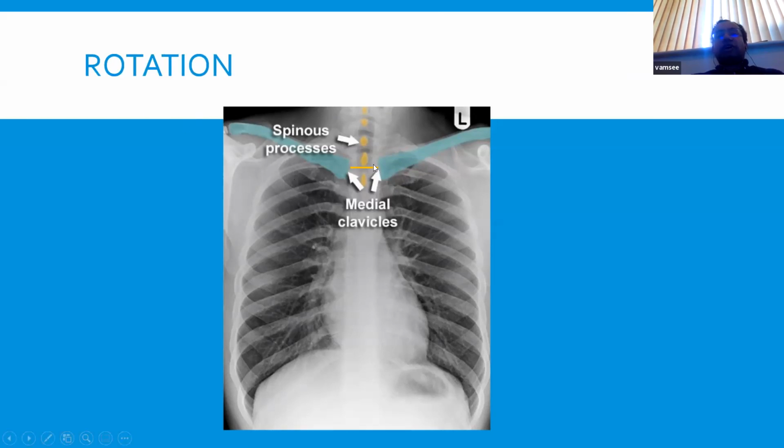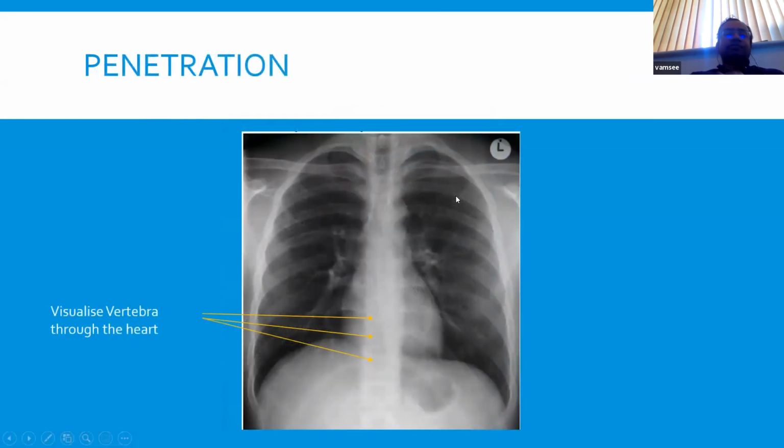Look at the medial heads of the clavicle, draw a line between them, draw a line in between the spinous processes, and they should be in alignment, and they should be roughly an equal amount of gap on the right compared to the left. So yeah, that's that.